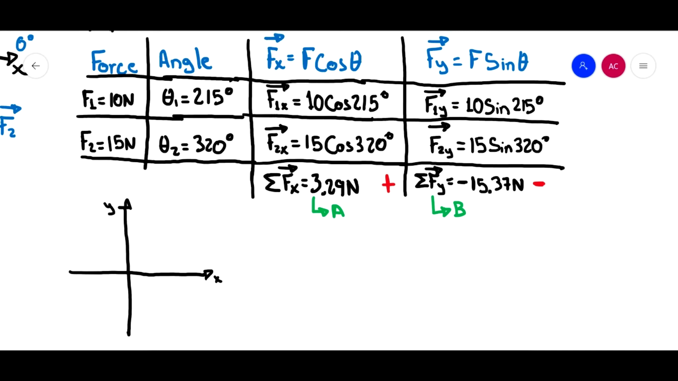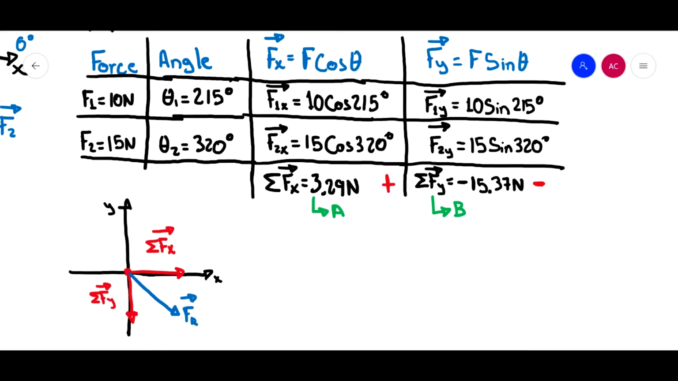So I got the sum of Fx over here, and the sum of Fy goes downwards because it's negative. So the sum of Fy, and the resultant force will be in the middle of these two. It will be something like this. This is the resultant force.